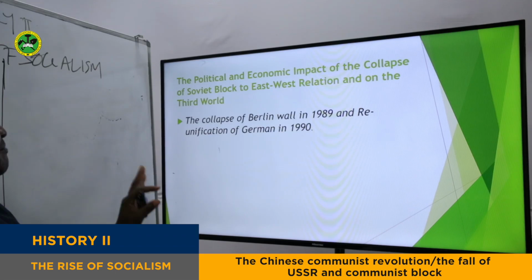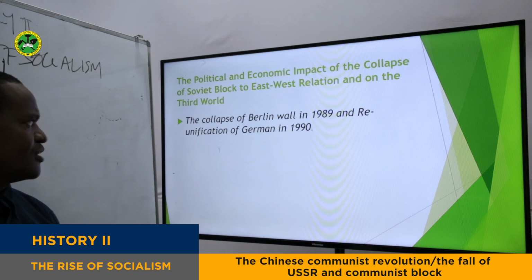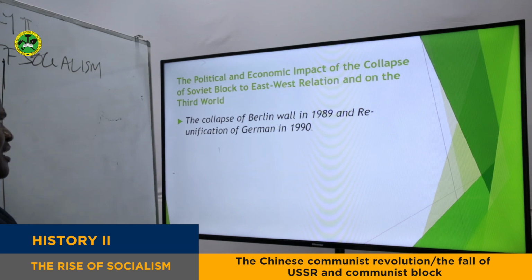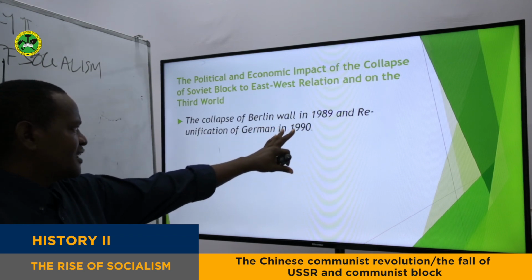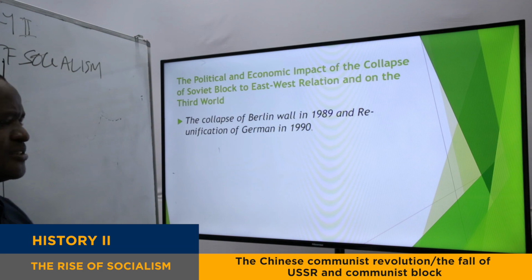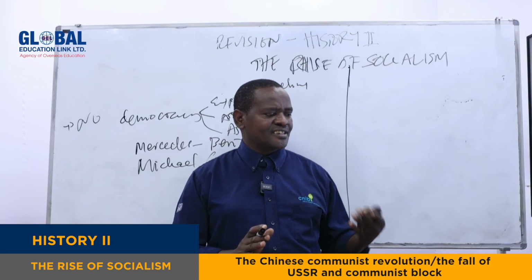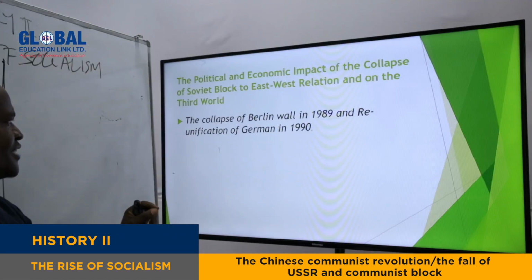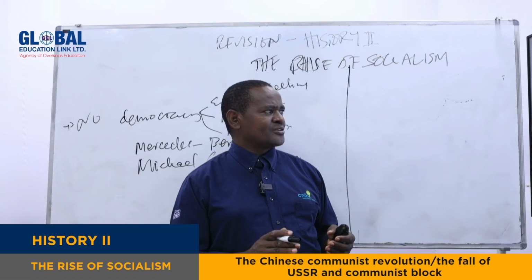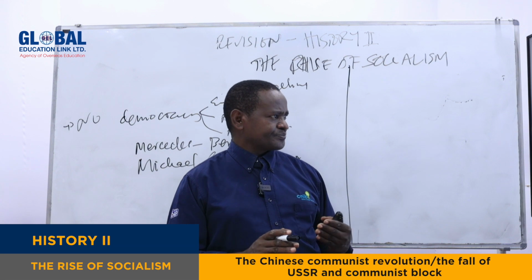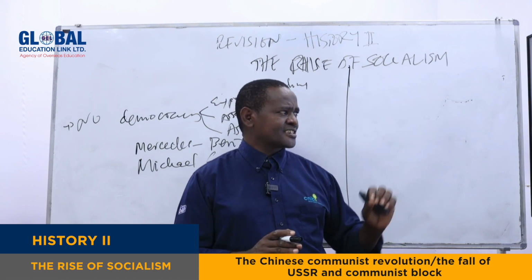Let's now look at the impact of the collapse of the Soviet Union and the Soviet Bloc on the East-West conflict. What is the impact of the collapse of the Soviet Bloc on the East-West conflict? The first was the collapse of the Berlin Wall in 1989 and the reunification of Germany. This, of course, has already been discussed in the topic of threat to world peace, in that subtopic of Cold War.